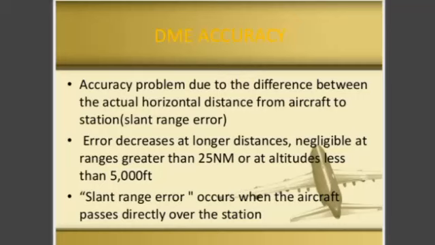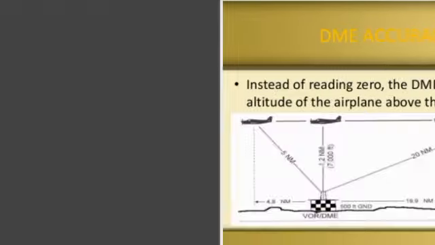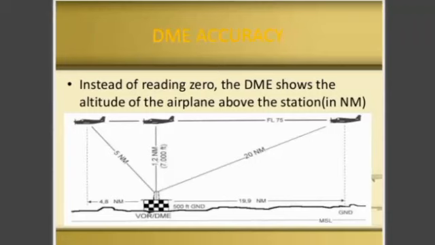This slant range error decreases as the distance increases. That is, if the aircraft is at a very far distance, the slant range error will be very less. When the aircraft is just above the ground station, the slant range error will be maximum. In this image, you can see the different positions of the aircraft, and the slant range error will be different.